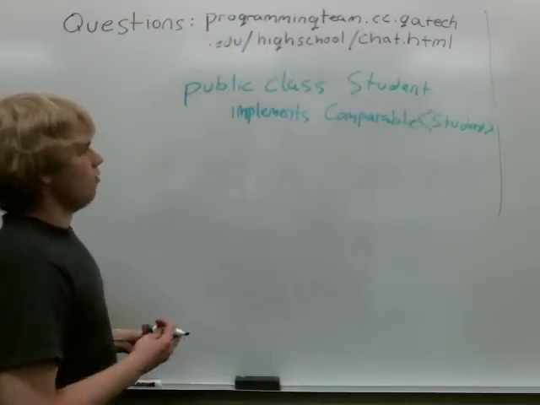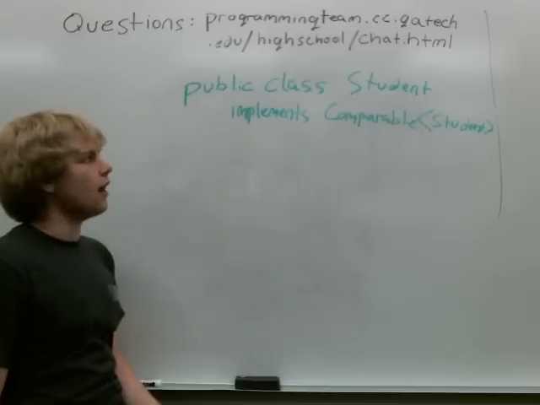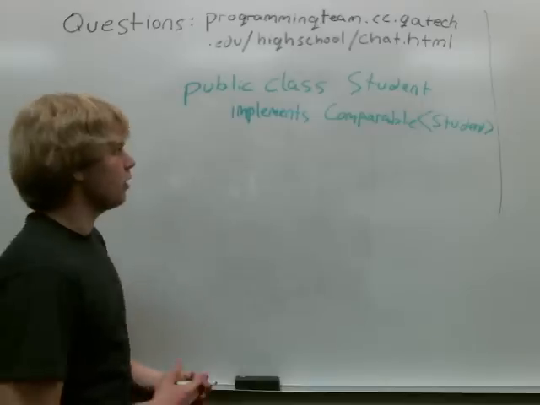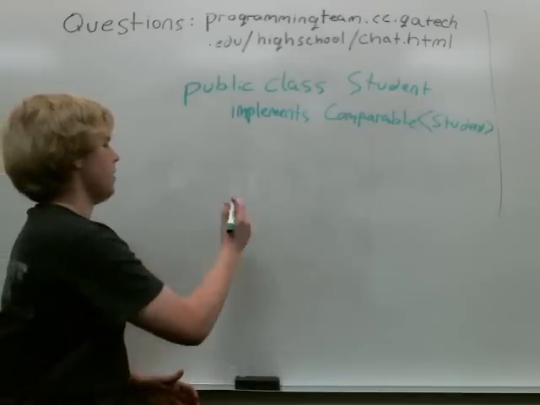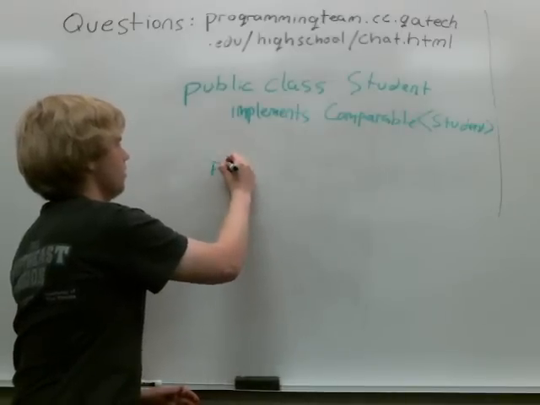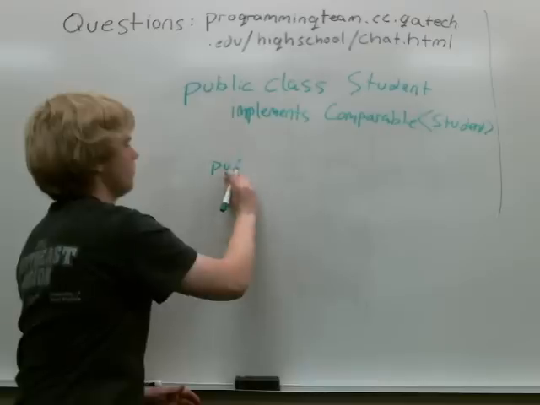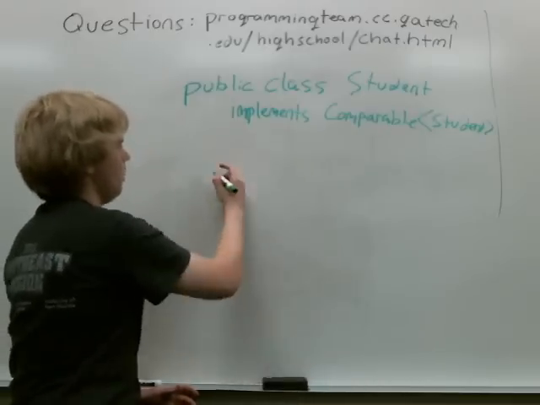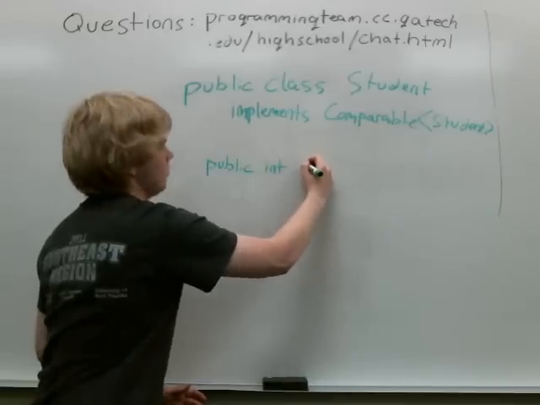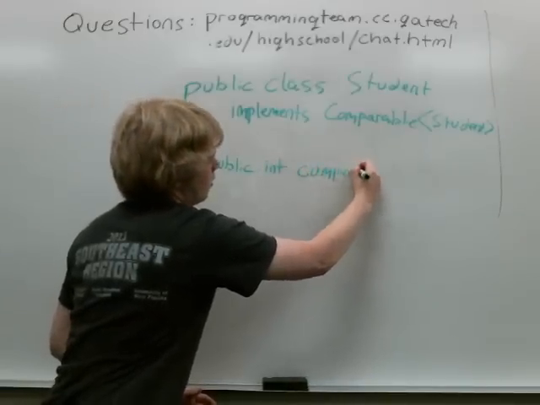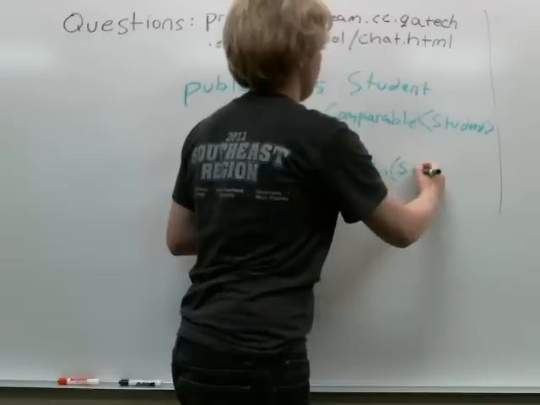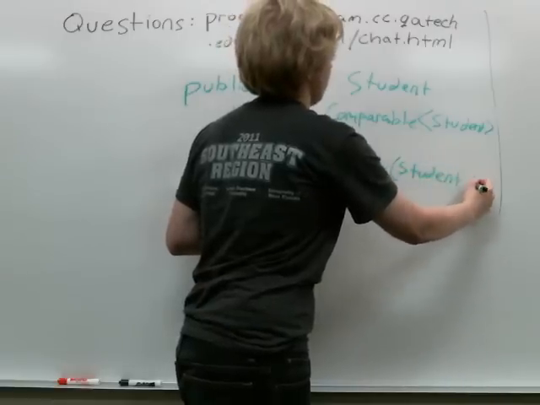So when we implement an interface, we have to make sure that the class we're creating has all of the methods that our interface requires. So the Comparable interface requires exactly one method. It requires the compareTo method. So the signature is just public int compareTo, and then it'll take in a Student object.